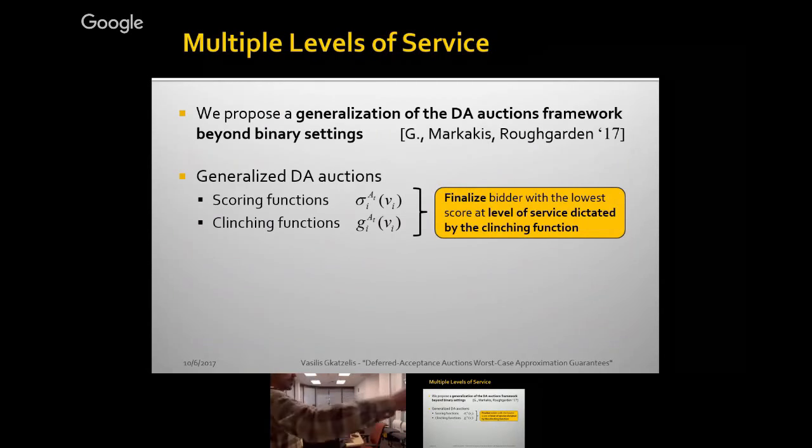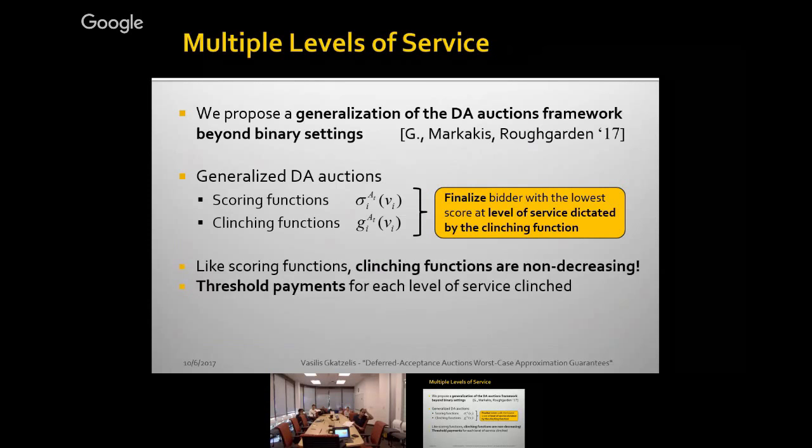So when you finalize a bidder, again the one with the lowest score, he gets the level of service dictated by the clinching function. And that clinching function is also non-decreasing. By definition, if you clinch a level of service, you're not going to lose it in the future, so it only gets better and better. And at any point when you clinch a level of service, you pay your threshold price at that point. You survive up to this point, you clinch a level of service, and your threshold at that point is what you pay for that level of service. So you get different prices for different levels of service.